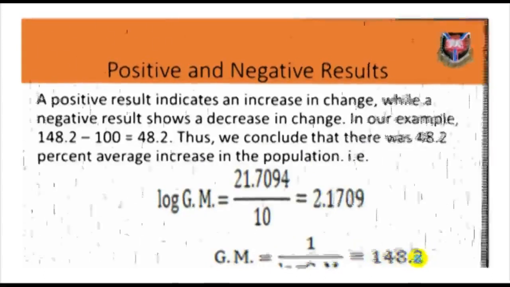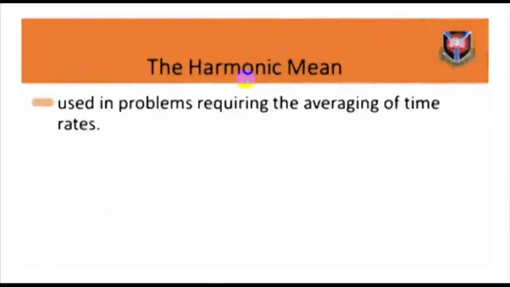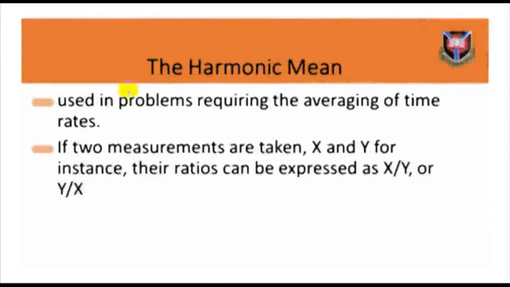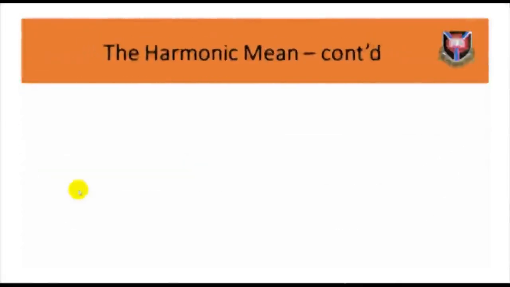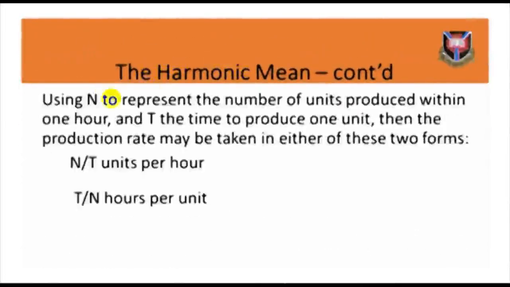The harmonic mean. The harmonic mean is used in problems requiring the averaging of time rates. A rate is a ratio, and as such it may be stated in either of two forms. If two measurements are taken, x and y for instance, their ratios can be expressed as x over y or y over x.